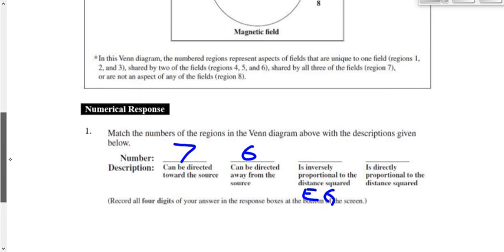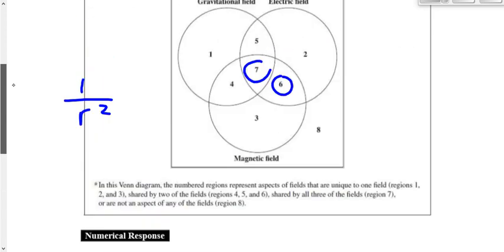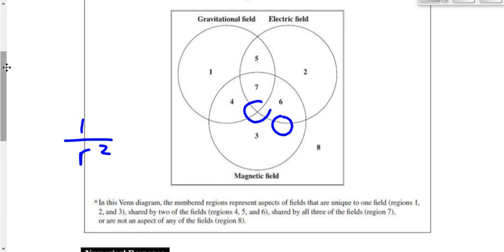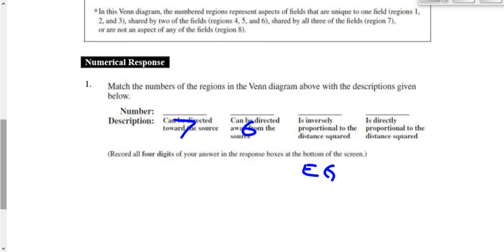That means that the only ones that could fit here, inversely proportional to the distance squared, would be electricity and gravity, which is option number 5. Electricity and gravity. So we're going to fill in option number 5 right here. In the absence of having learned anything about the relationship with magnetism, it's not the answer.